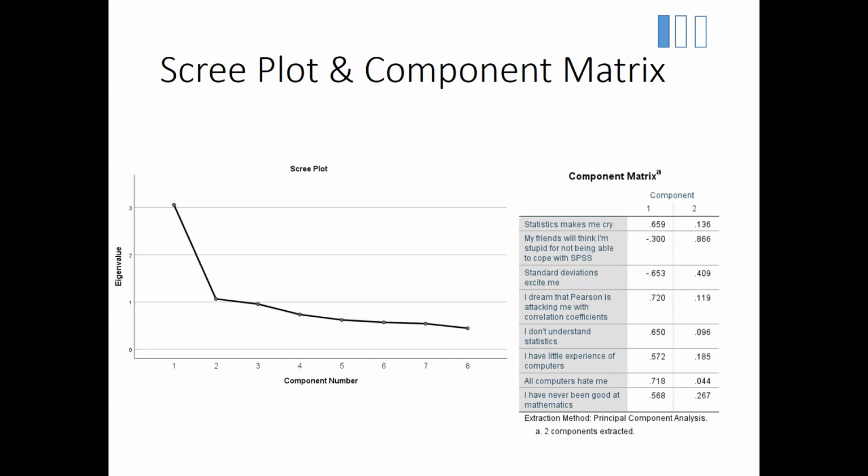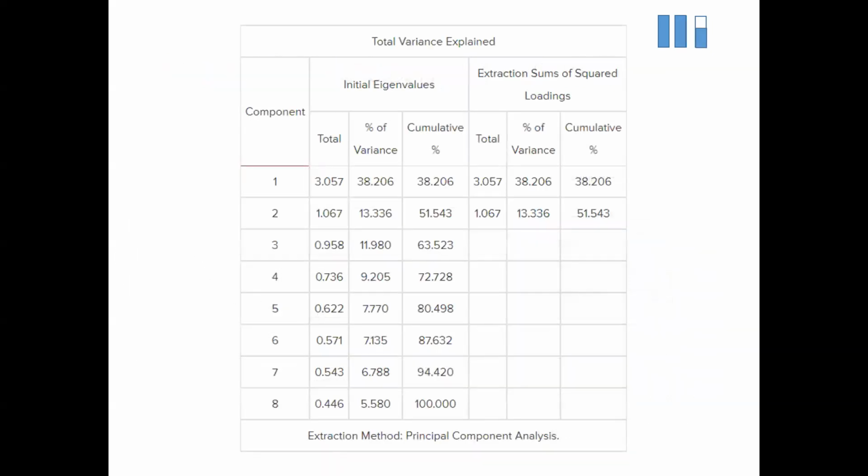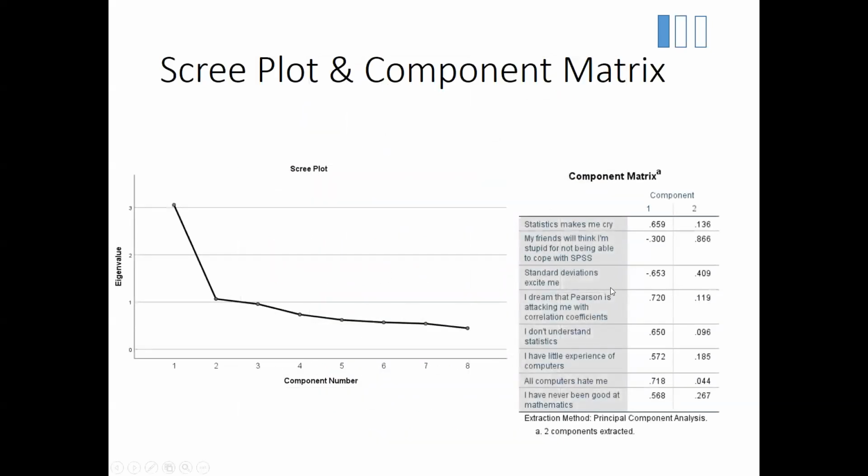So sorry, the components on the component matrix, 1 and 2, are not the same thing as 1 and 2 on the prior slide. Statistics make me cry. My friends will think I'm stupid. Or the components are the... They are the same thing here, but they are not the question numbers. They are how those questions relate to each other. Okay. So maybe we're getting question number and component number mixed up a little bit. Is that fair to say?